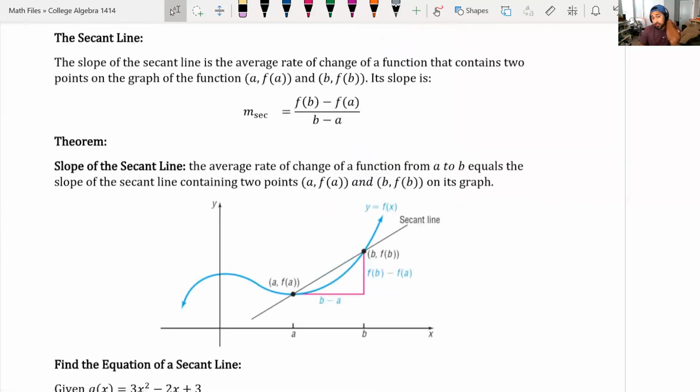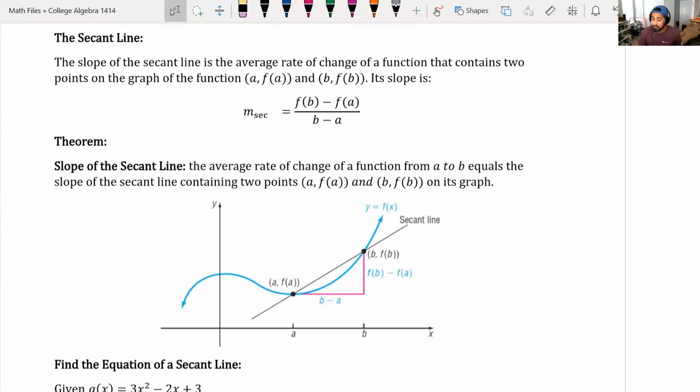So we go over the definition of the secant line, which is the picture below. A secant line is a line that goes through 2 points on any function, right? It goes through 2 points on any function. And we can find the equation of a secant line if we know the slope between those 2 points. If you find the slope between those 2 points, then you'll have enough information to find the equation of the secant line that goes through those 2 points. So that's what we're going to be doing in the next example.